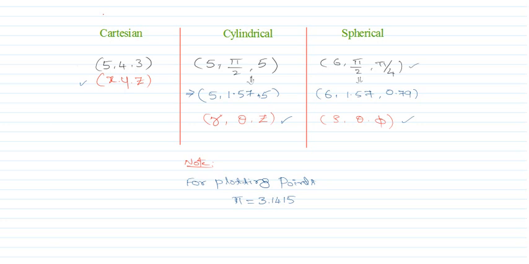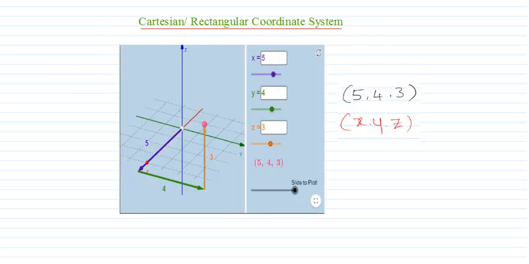And you can also notice here, while plotting, the system will take only numbers. It will not take special characters like pi. So that is the reason we have converted this pi by 2 as 1.57 here. Similarly, pi by 4 as 0.79, where the value of pi we have considered for converting is 3.1415. Now let us try to plot these points on the Cartesian system, cylindrical system, and spherical systems respectively. First let us talk about the Cartesian or rectangular coordinate system.